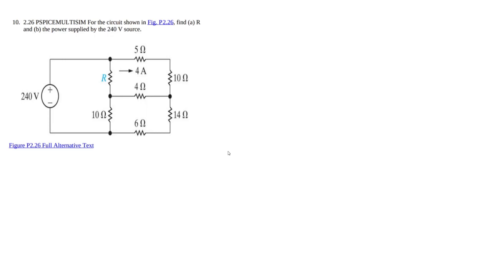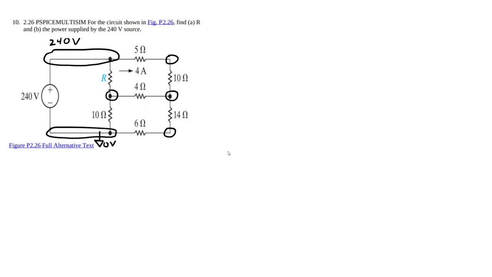So number one thing we're going to do here, identify nodes. Node here, we got a node here, node here, node here, node here. Don't get intimidated because we can get rid of half of these pretty much right away. First thing we're going to do is I'm going to call this 0 volts. That's our ground. It is automatically going to make this 240 volts.